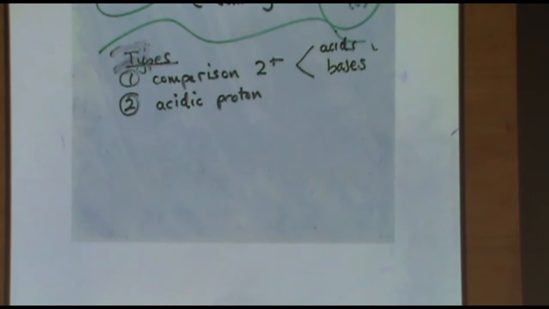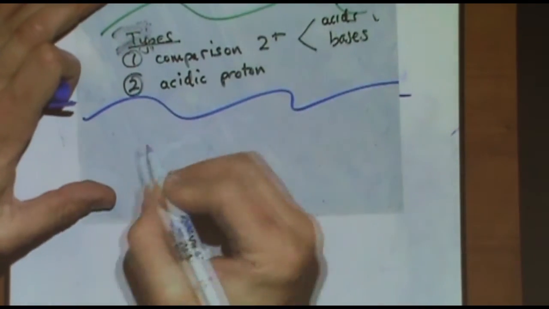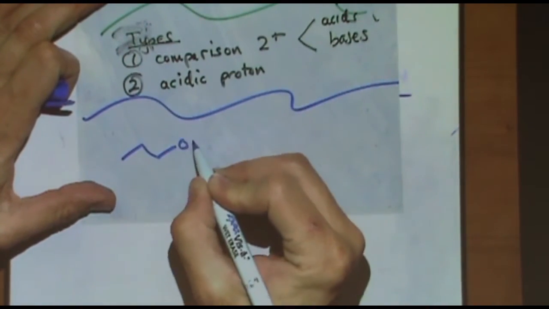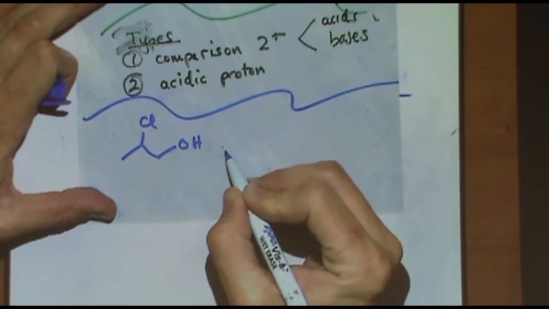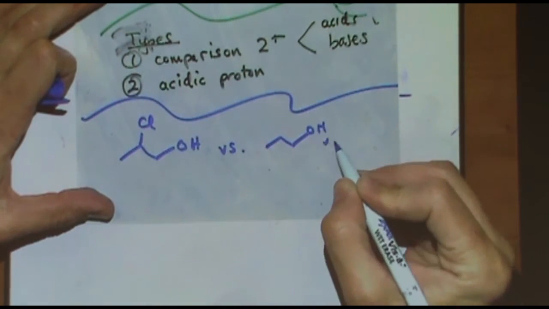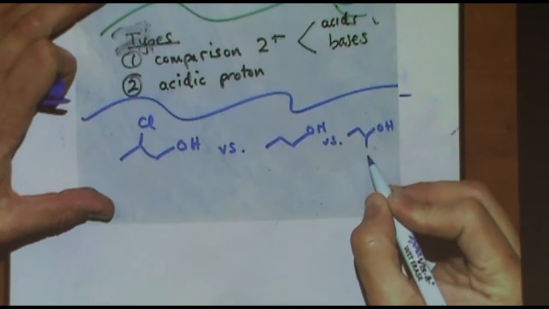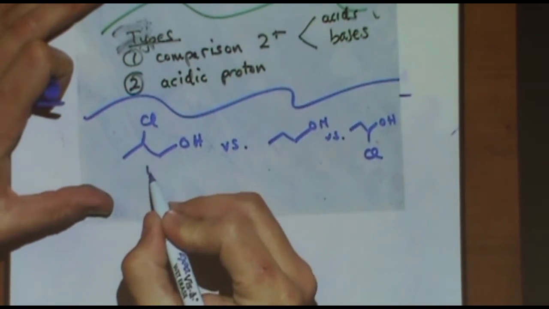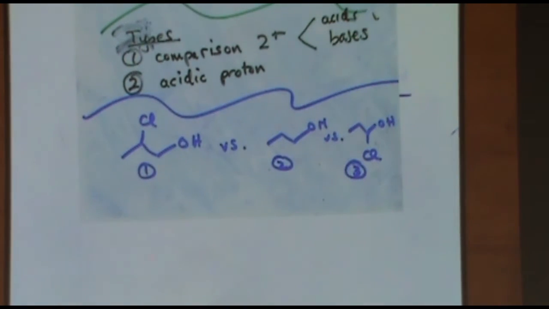Okay, so let's do some examples now. Let's say we have this versus, okay, and I'll number them, 1, 2, 3. Strongest acid is?